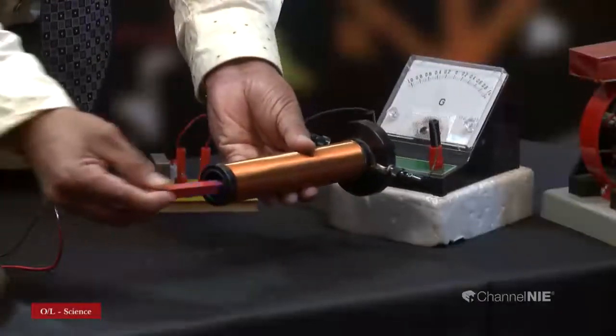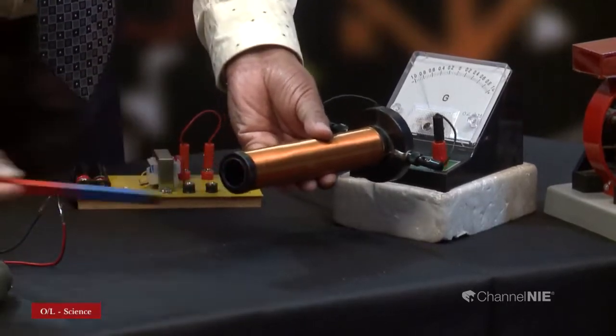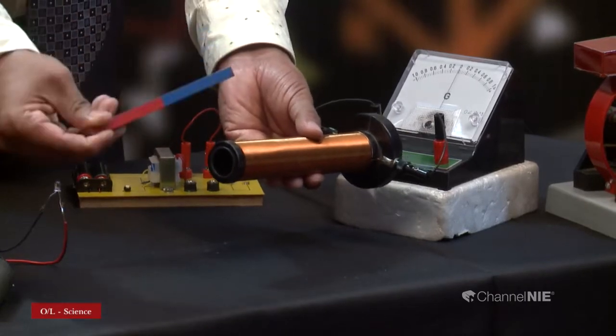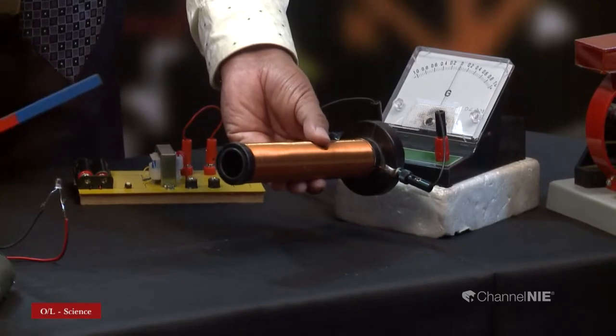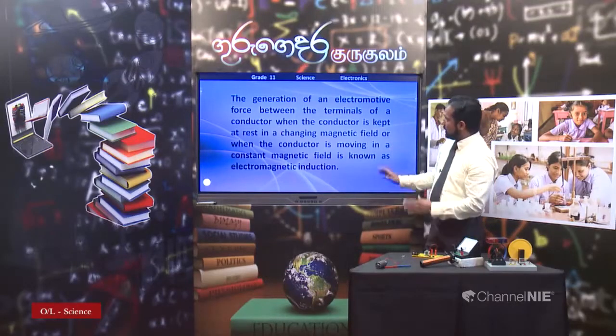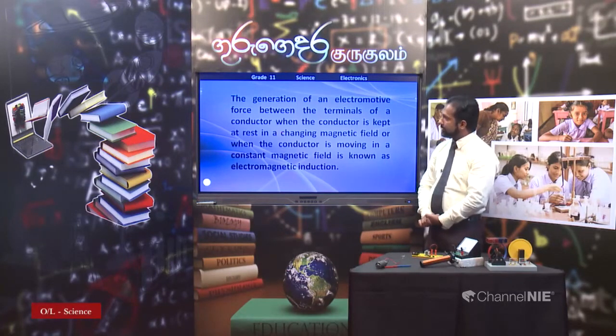That means electricity is generated only when moving the magnet inside the coil, or if not, we can move the coil inside the magnet. Right. Here, let's learn what electromagnetic induction is.